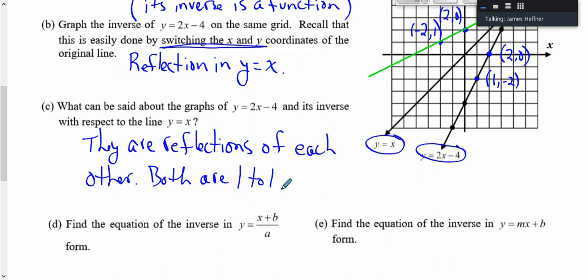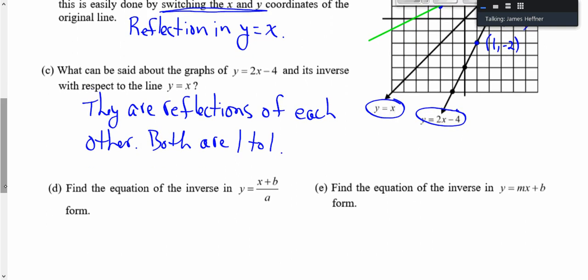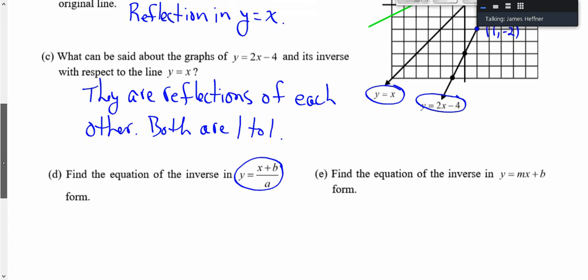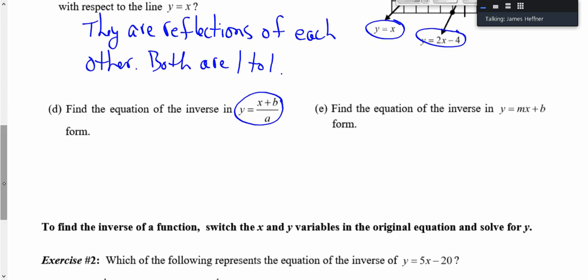Okay. All right. Let's go down here to part D. They want us to now find the inverse of our original equation in this form: y equals x plus b over a. So let's write down our original equation: y equals 2x minus 4. And what's the first thing we do to find the inverse?